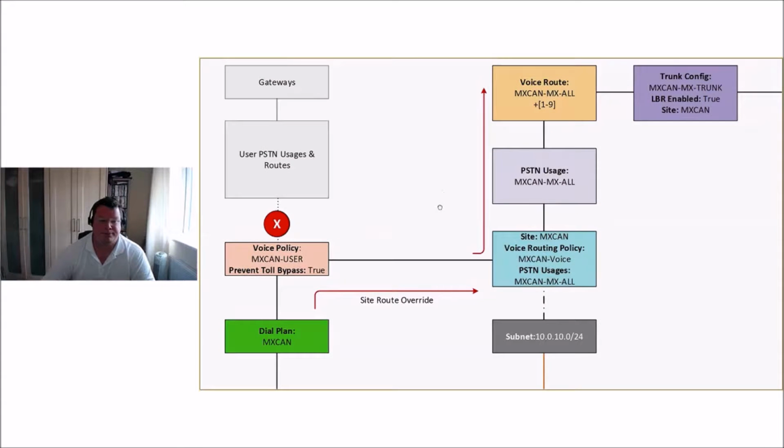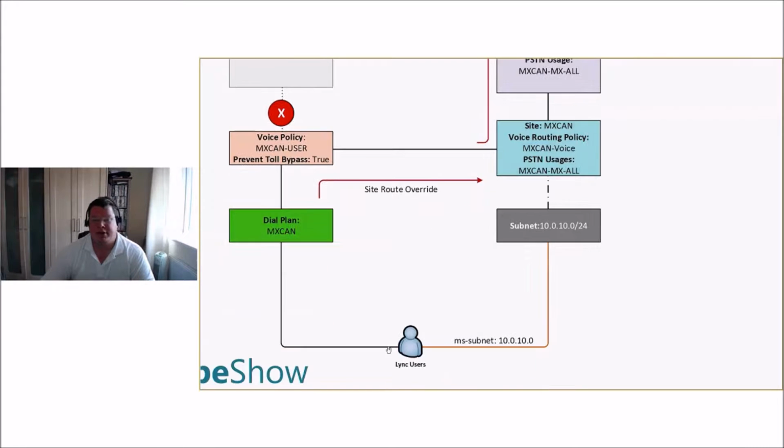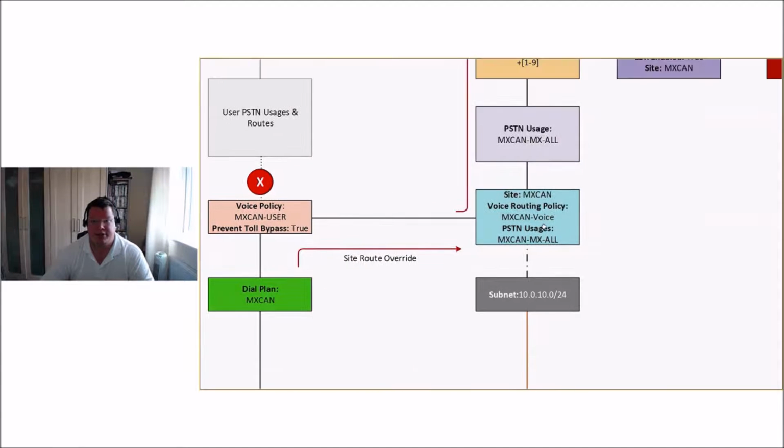So when this user has been determined to be in Mexico, they're going to have a dial plan assigned to them, whether this is a site, global or even user-based dial plan. In this case, it's a Mexican dial plan, but it could be a US dial plan, a UK dial plan, etc. It doesn't really matter. As long as they can normalize a number to the accepted format, then the call will follow the network site's PSTN voice routing policy and PSTN usages.